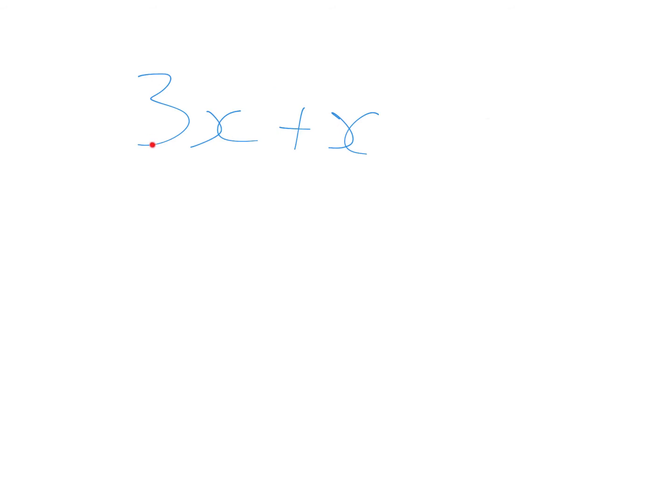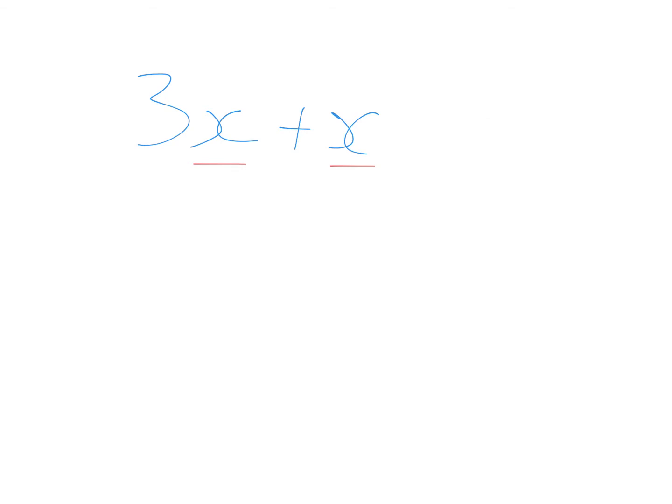Let's look at another example here. We have 3x plus x. The terms here are similar because they're both x's. It's like saying they're both apples, so we can add these together. It might be kind of weird to just see the term x there by itself, because when we're dealing with apples, we'd say 3 apples plus 1 apple.